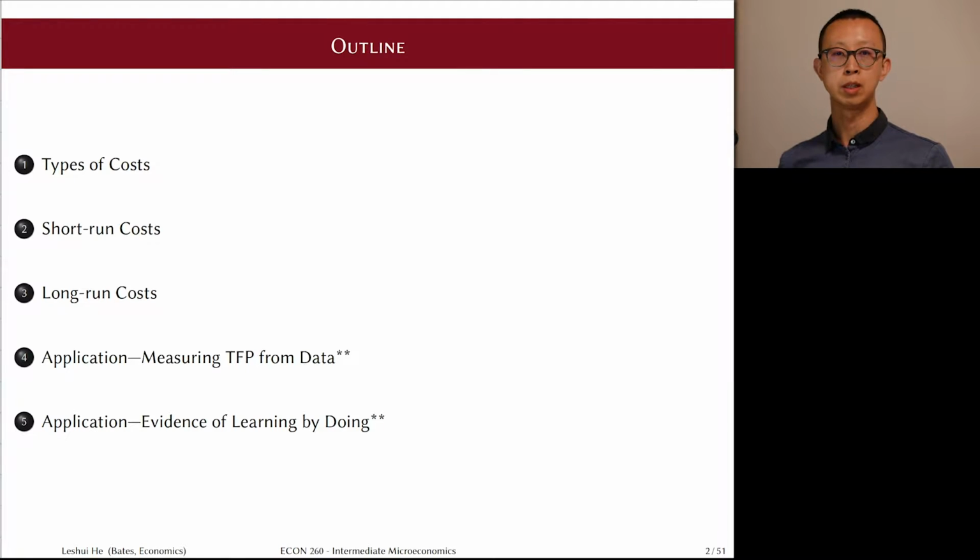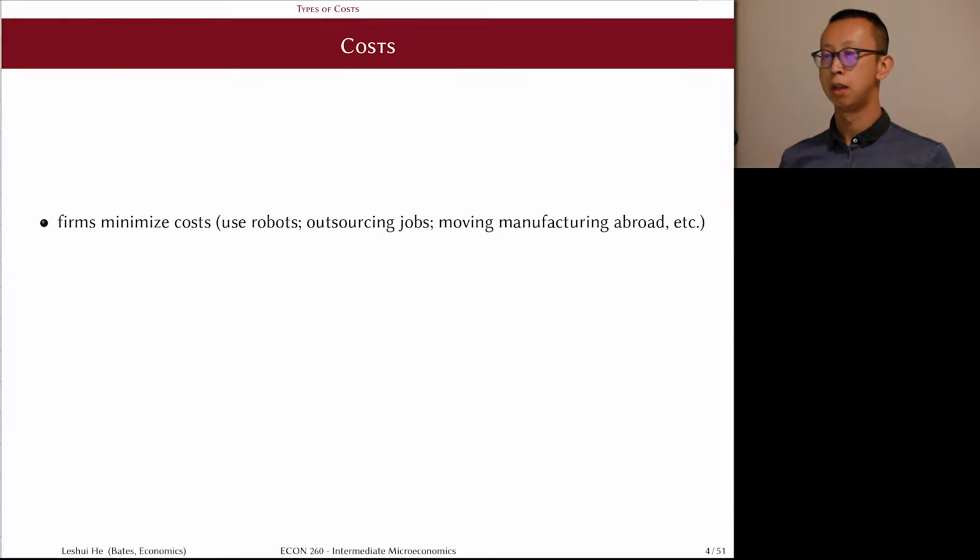But before we go into the details, let's first summarize the few different types of costs frequently mentioned in economics analysis. Firms minimize their costs all the time. They use all types of technology to cut costs. They adopt new and more efficient tools, such as robots and automation. They outsource jobs to other firms and to other countries to save labor costs. Costs are an essential part of any firm's decision-making process.